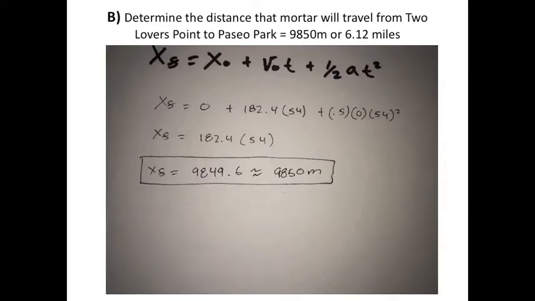For letter B, determine the distance the mortar will travel from Two Lovers Point to Paseo Park. We used kinematics equation number 2 to solve the distance, which gave us 9,850 meters, or 6.12 miles.